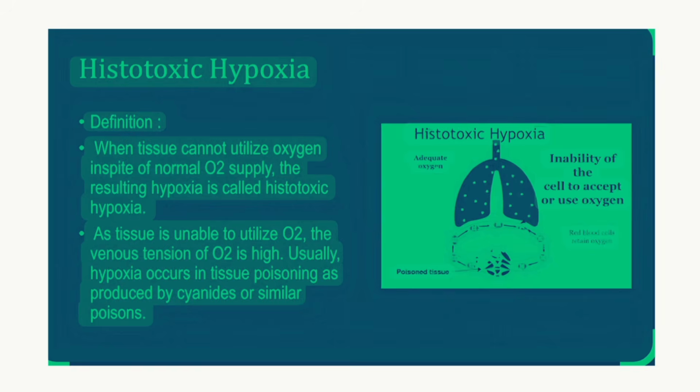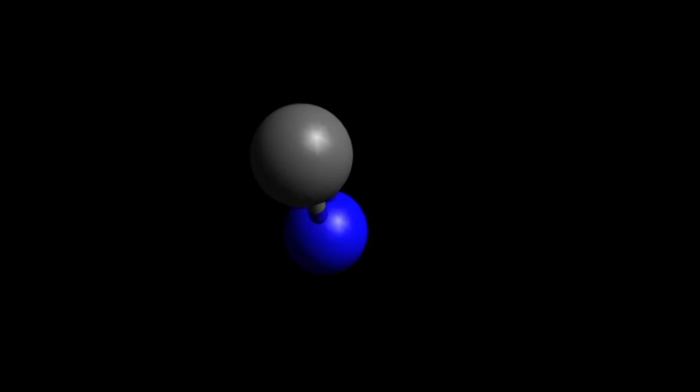At the same time, something very paradoxical is happening. Oxygen may still be present in the blood, but the tissues cannot use it. This condition is called histotoxic hypoxia. So literally the tissues are poisoned and unable to utilize the oxygen. The oxygen may be present, but the cells cannot utilize it. And this is the hallmark of cyanide poisoning.